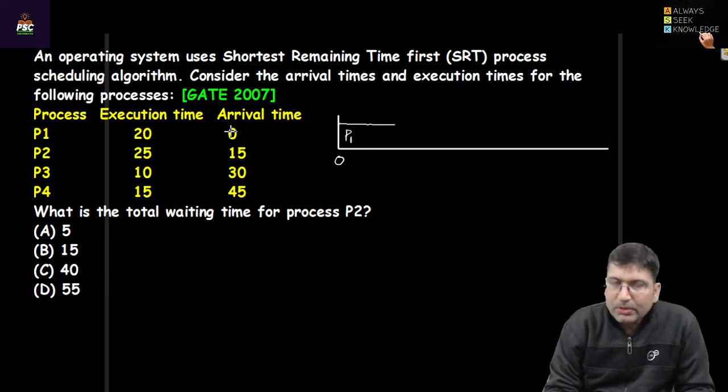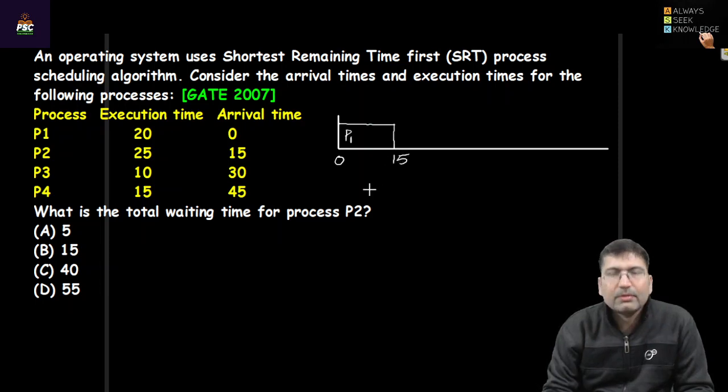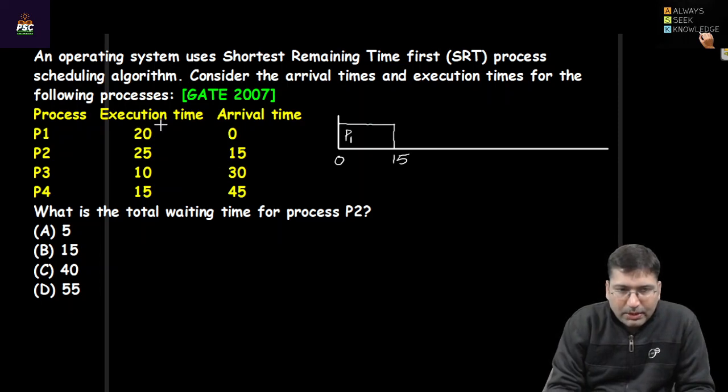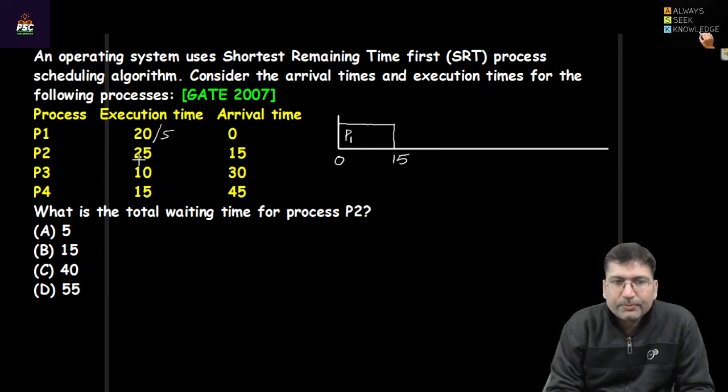At the 0 moment, P1 is scheduled. Okay. Until 15, no other process is arriving. So P1 will execute till 15. So I assume that this is 15. Okay. Right. Now P2 arrived here. When P2 arrives in the ready queue, P1 is requesting only 5 units of CPU cycle. So that means P1 is requesting less as compared to P2. Okay. So P1 will continue, and P1 will continue till 20.